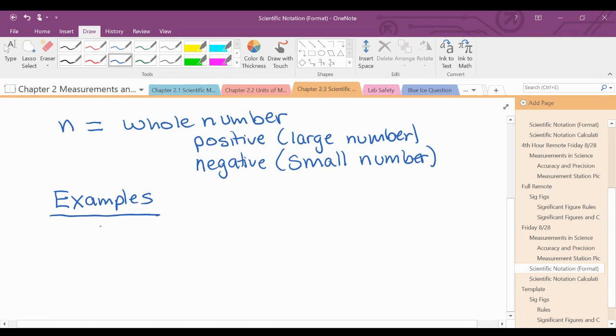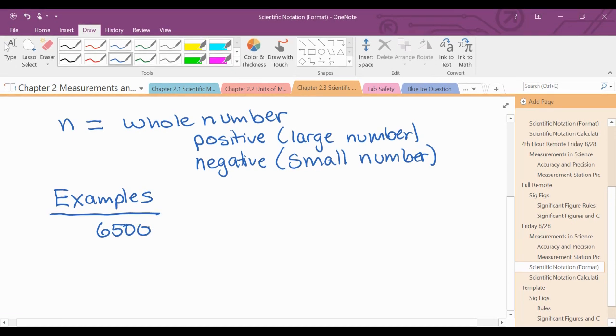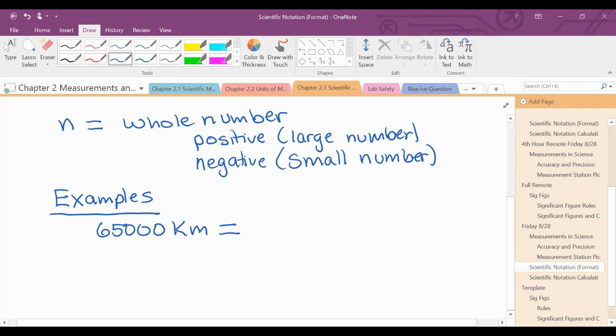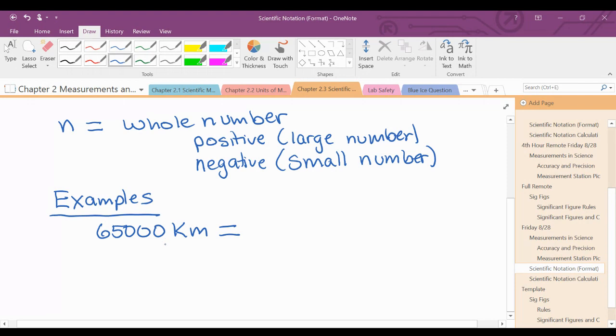If I have 65,000 kilometers and I want to write that in scientific notation, I want a number greater than or equal to 1 but less than 10. So there's not a decimal point here, but I'm going to start at the end and move to the left 1, 2, 3, 4 places. I get 6.5, that's my m, times 10 to the fourth. You have to include kilometers.